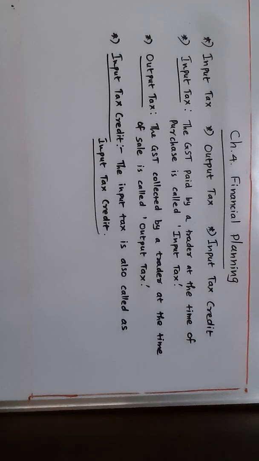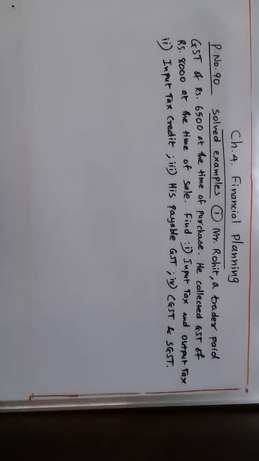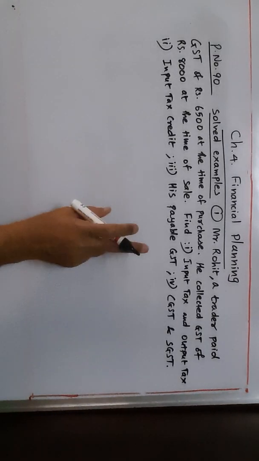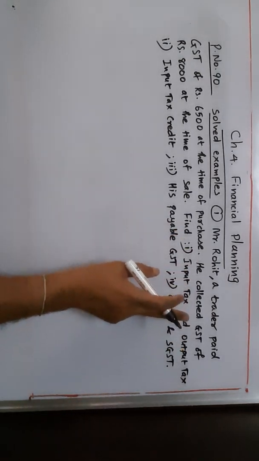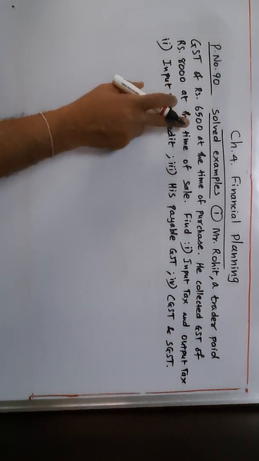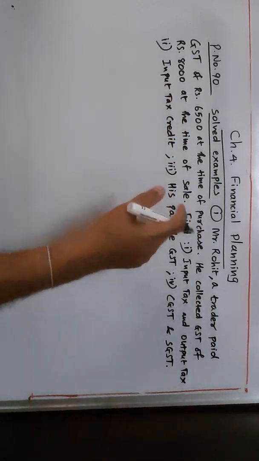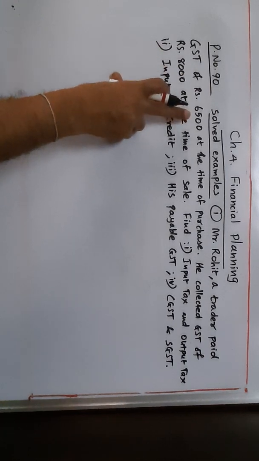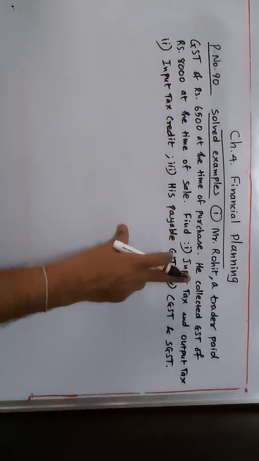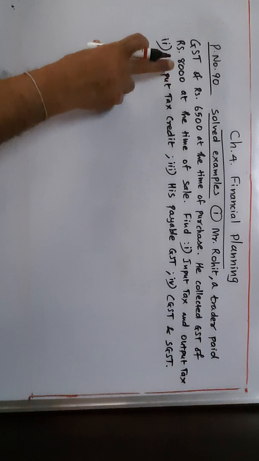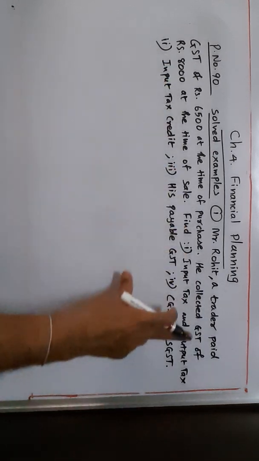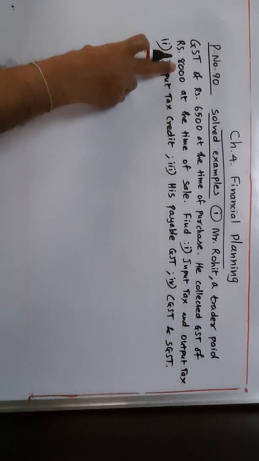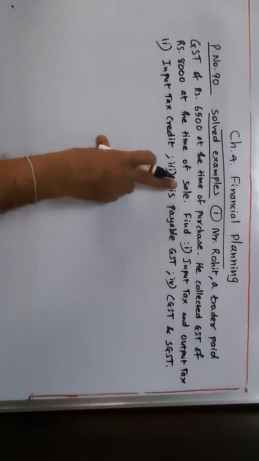Now we will see the first solved example. Students, I have written the first solved example. In short, Mr. Rohit is a trader. He paid GST of rupees 6,500 at the time of purchase, when purchasing goods from the manufacturer. This is GST, not the price of the goods. Then when he sold those goods to the customer, he collected 8,000 rupees GST from the customer at the time of sale.